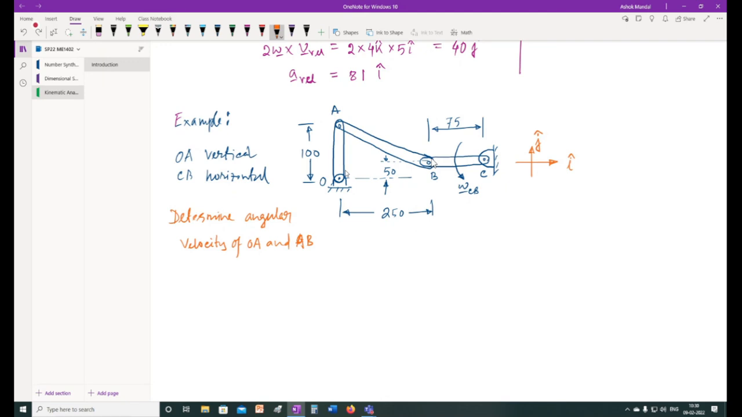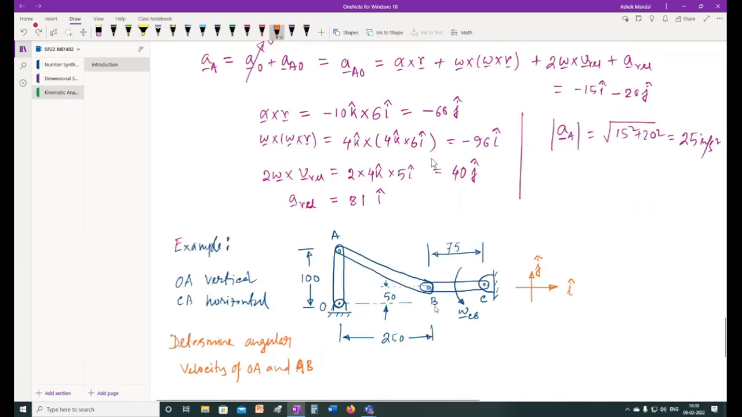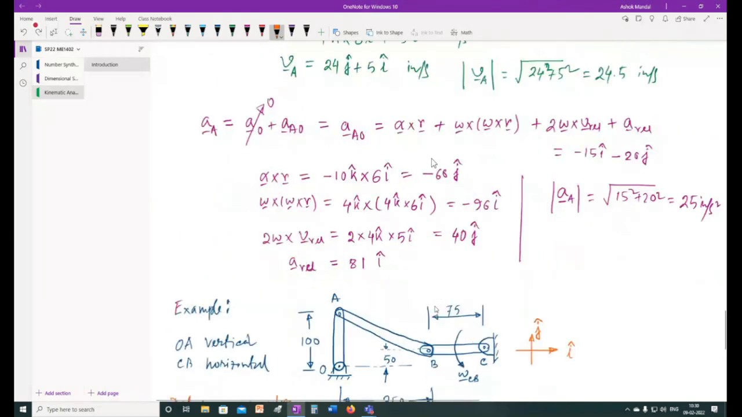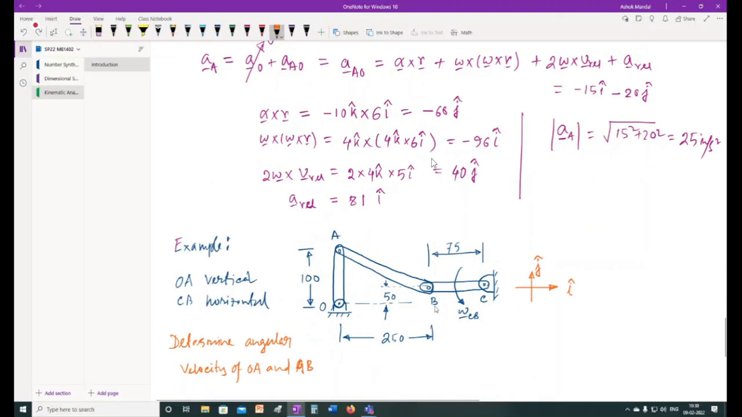But when you consider mechanisms like the quick return mechanisms, in those cases you will come across relative velocities, and then Coriolis components will come in. Okay, let us discuss it not tomorrow, but Monday, right?